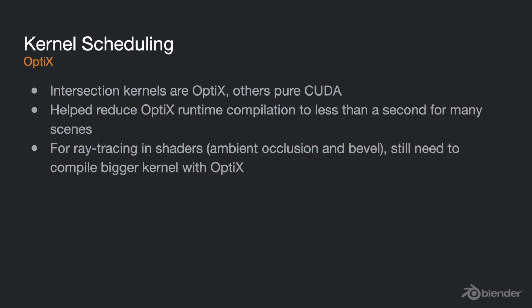A few details about the OptiX implementation. So previously we had one big mega kernel that was compiled with OptiX, but now that we have all these separate kernels, we can compile just the intersection kernels with OptiX, and all the other kernels are pure CUDA and can be pre-compiled. This really helped reduce OptiX runtime compilation. In many scenes, it's now less than a second, whereas previously it took quite a while. There's still a case where runtime compilation is slower, which is when you have shaders that do ray tracing for ambient occlusion or bevel. And for that, you still need to compile a bigger kernel with OptiX. However, it's still a lot faster than it was before.